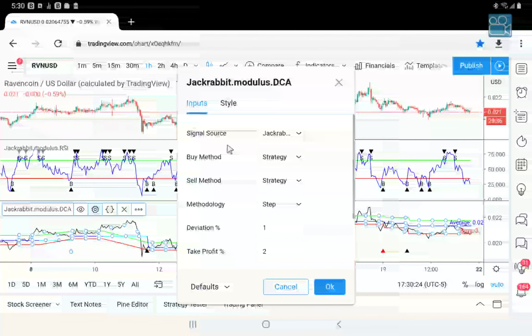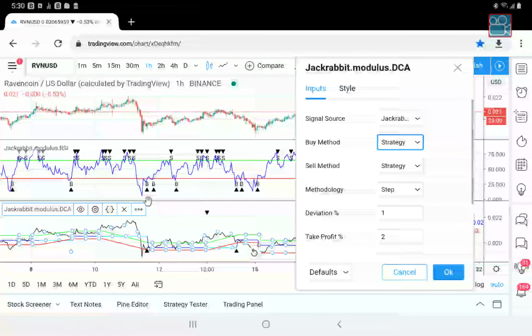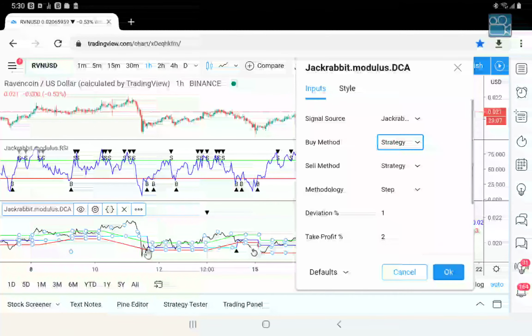Of course, the signal source is going to be your Jackrabbit strategy. Your buy method. If it's DCA, it's what you're used to out of the savings account. In fact, it behaves identical to the savings account. If it's strategy, then it buys only when the strategy shows a buy marker. If the strategy does not show a buy marker, it will not buy. Period.